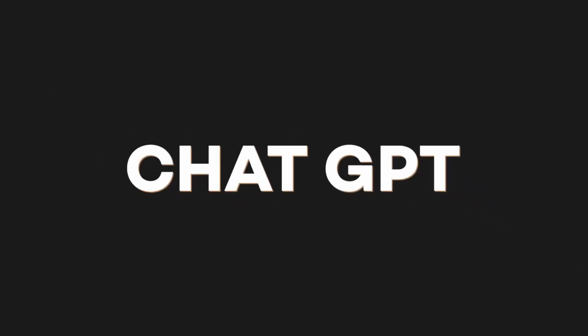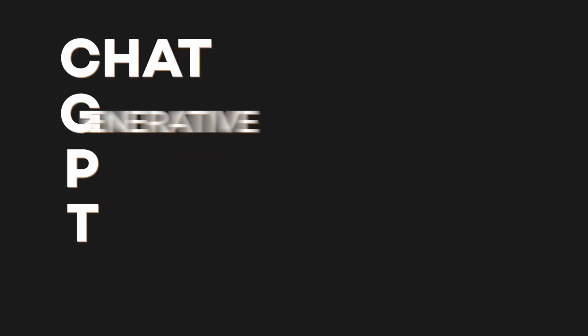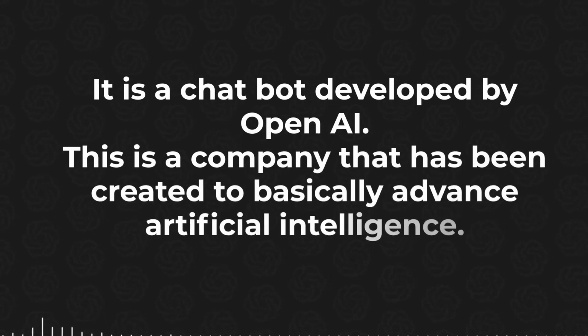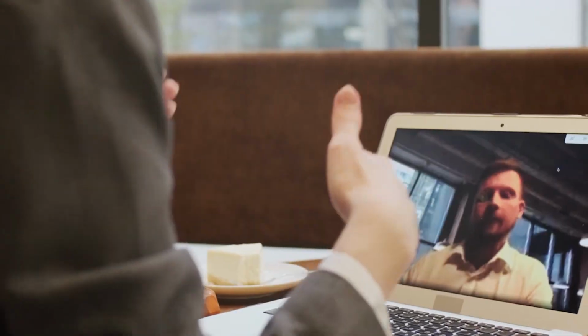Before we get started, it's very important for you to understand what ChatGPT is. ChatGPT stands for Chat Generative Pre-trained Transformer. It is a chatbot developed by OpenAI. This is a company that has been created to basically advance artificial intelligence. ChatGPT is basically an AI bot that is optimized to communicate in a human-like way. Imagine a chatbot, any other chatbot or a language model that is just optimized for human-like interaction.